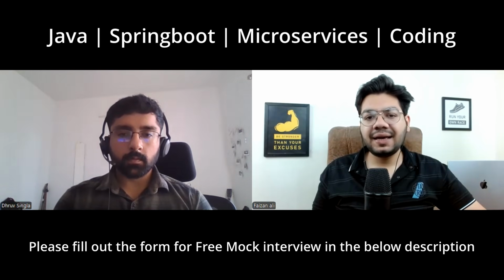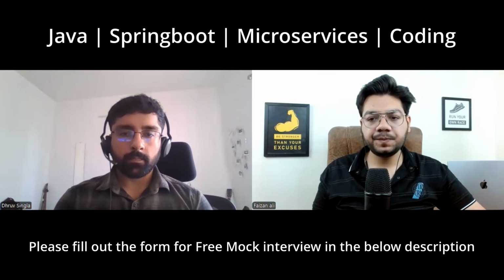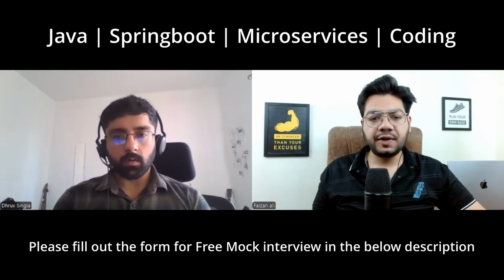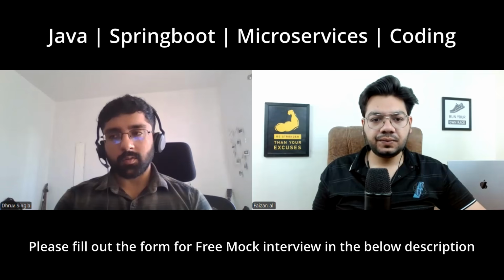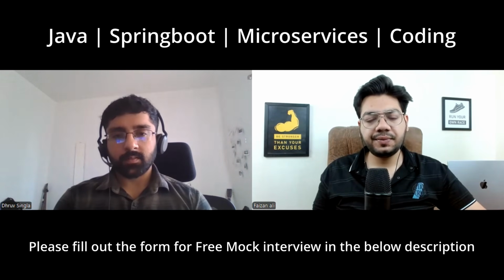Can a HashMap have null keys and values? HashMap can have a null key. And ConcurrentHashMap? No, ConcurrentHashMap does not support null values. Why? I'm not quite sure of the reason, but I know it does not support it, due to the data inconsistency issue.